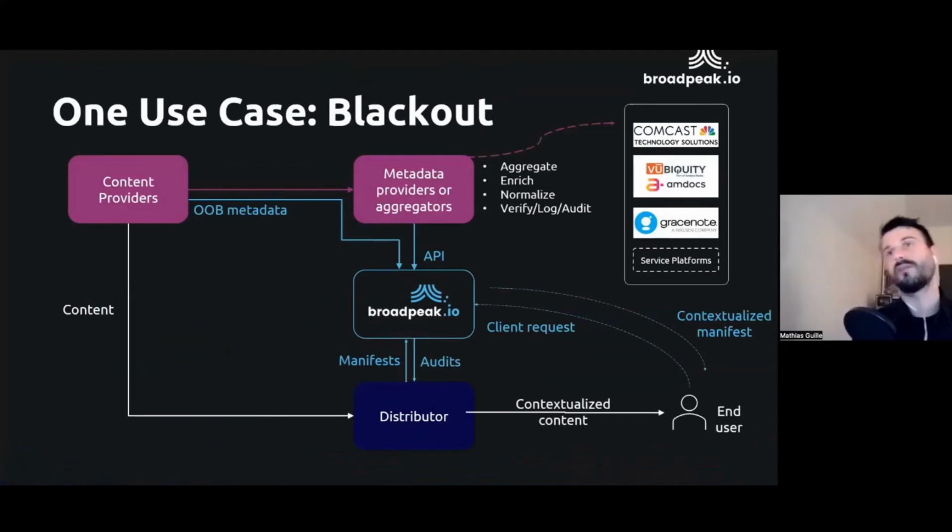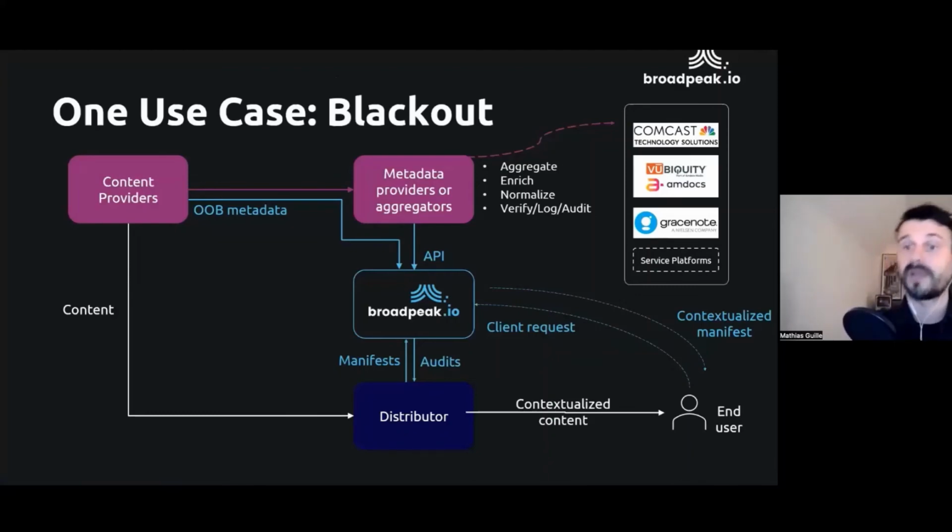So one use case, again, is the blackout that we have deployed. The idea is, again, we work with some distributors, which have a distribution contract with some programmers. So for example, you can be a virtual MVPD, you need to distribute ESPN.